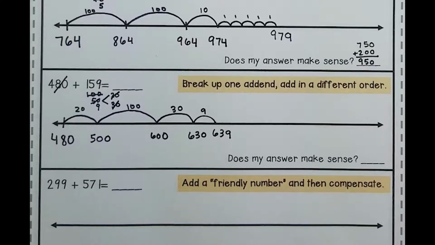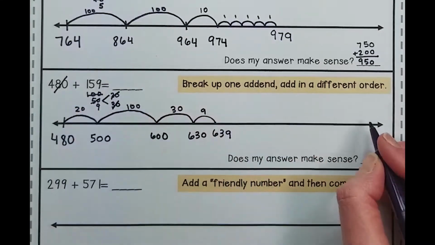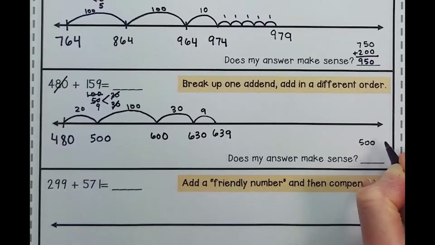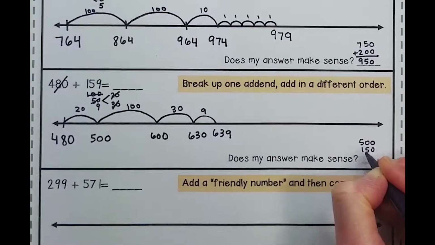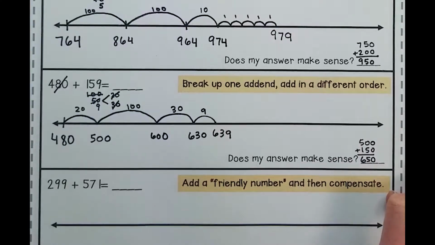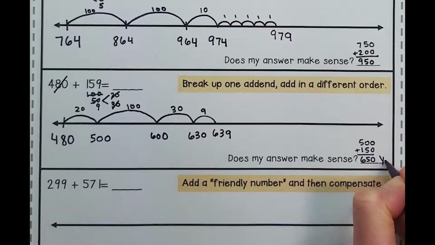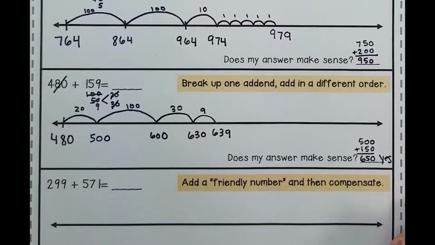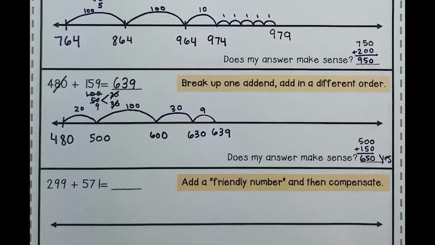Let's go ahead and see if our answer makes sense. I know that 480 is close to 500. And I know that 159 is pretty close to 150. If I add those two together, I get 650. 650 is pretty close to 639. I think my answer makes sense. Okay, better go tell your boss real quick. We made $639 off cupcakes yesterday and today.